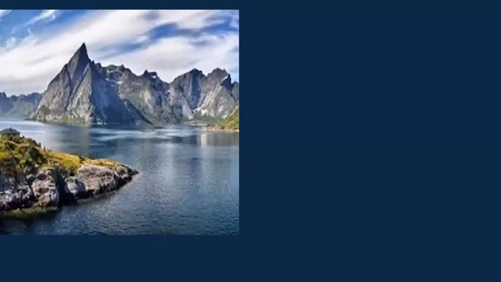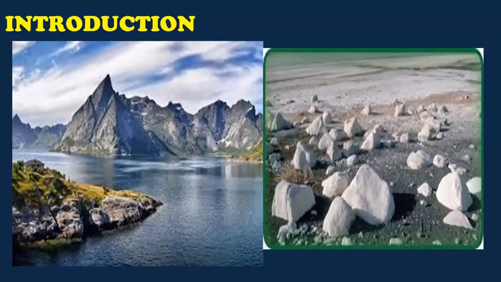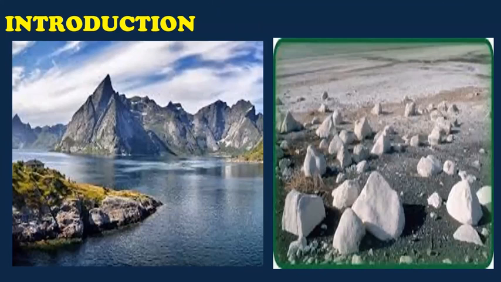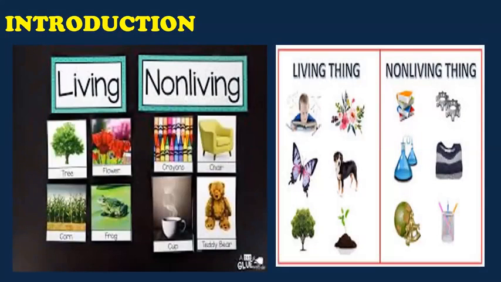Students, if you see, we can find many things around us, from mountains and oceans to plants and animals. The earth on which we live is made up of several things. These things can be broadly categorized into different types: biotic or living things, abiotic or non-living things. We are surrounded by living and non-living things all around us.